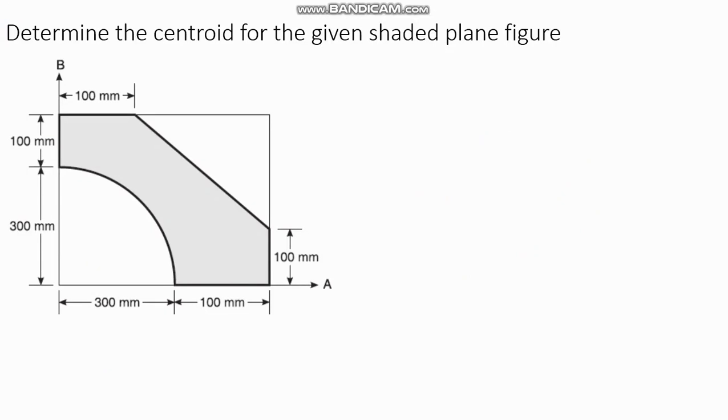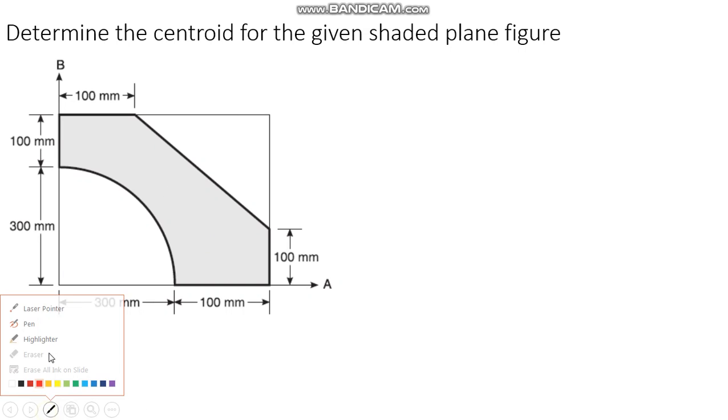Hi students, so let us go for the fourth problem of centroid. In this problem, it is given that we determine the centroid of the given shaded plane. Here you have to determine the centroid of only this shaded area, not for the whole.